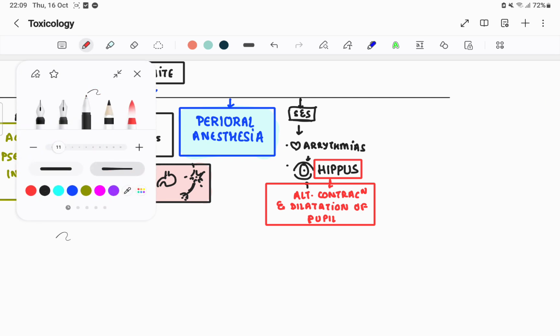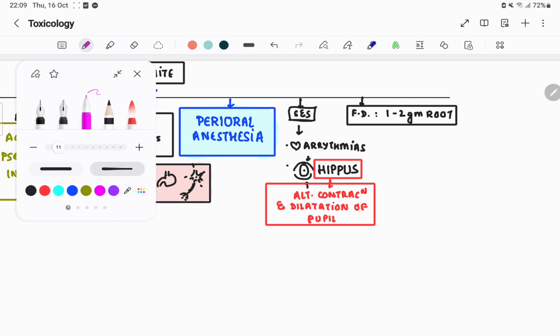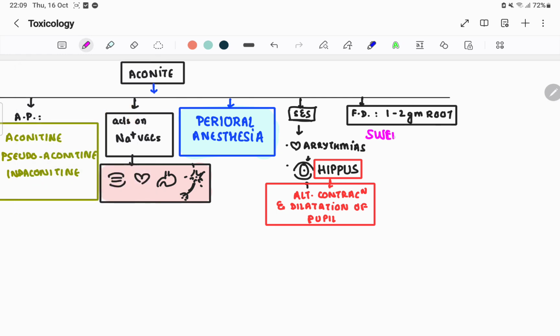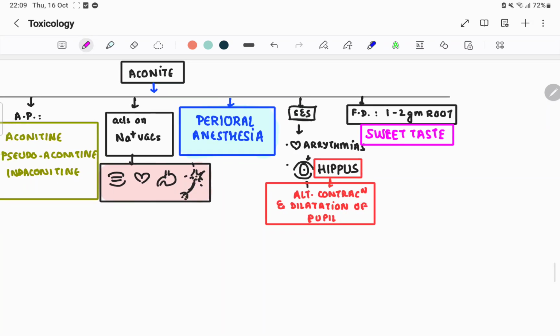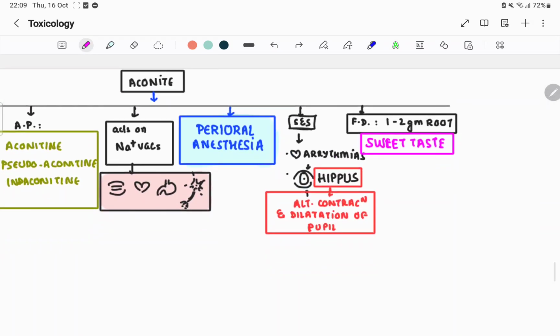The fatal dose is 1 to 2 grams of root. A small amount of root is sufficient. It has a sweet taste and can be mixed into sweet dishes. It also resembles horseradish, so it can be eaten accidentally, and you can't do anything about that.